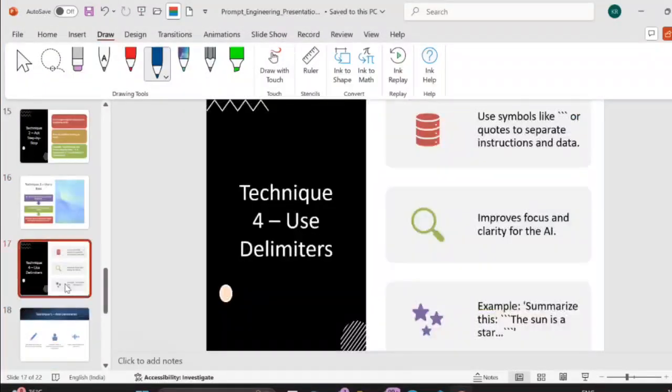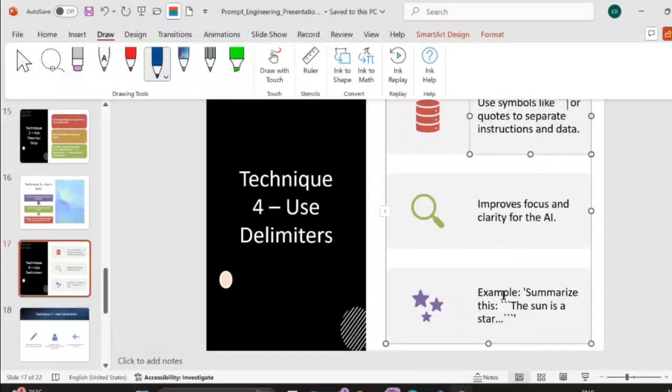Then finally, use delimiters. Do you know delimiters? Use symbols as delimiters, such as escape characters or quotes, to separate instructions and data. It improves focus and clarity for the AI. Example: summarize this, 'The sun is a star.' When we provide this type of delimiter, it will focus on a particular piece of information or instruction. There are a lot of things, delimiters.